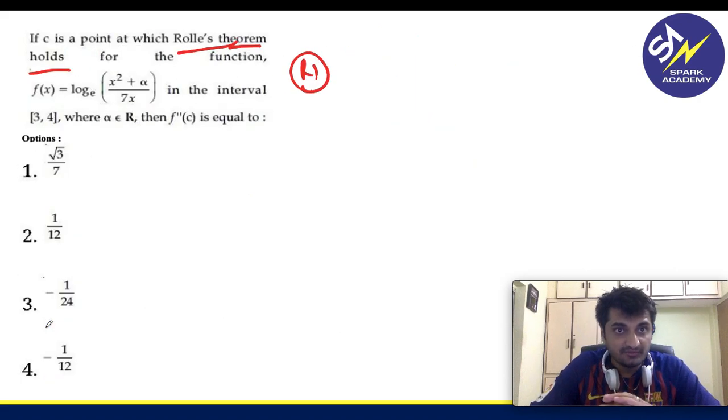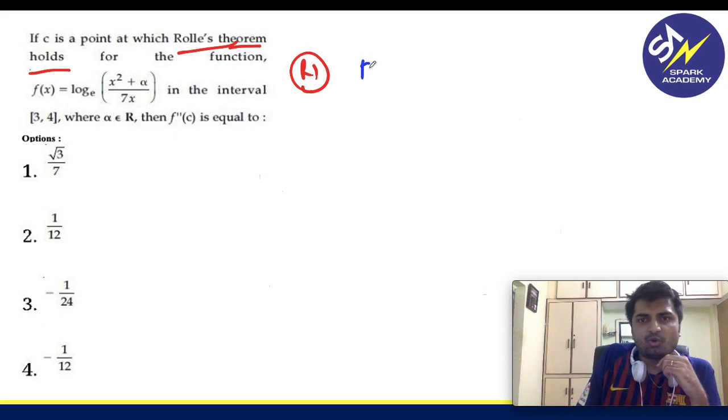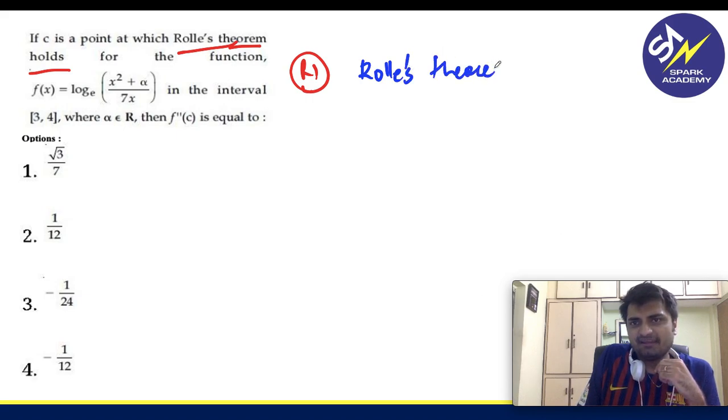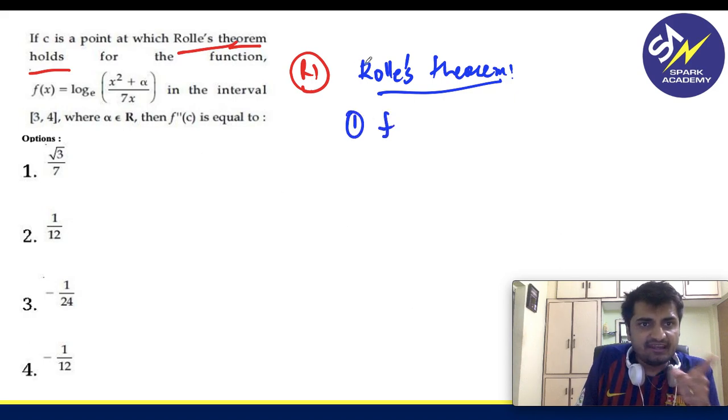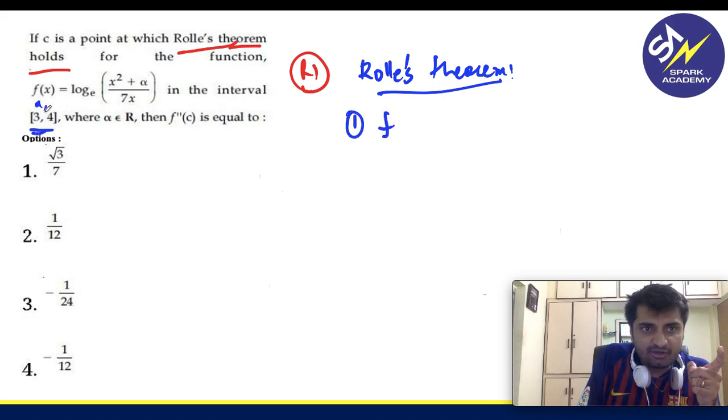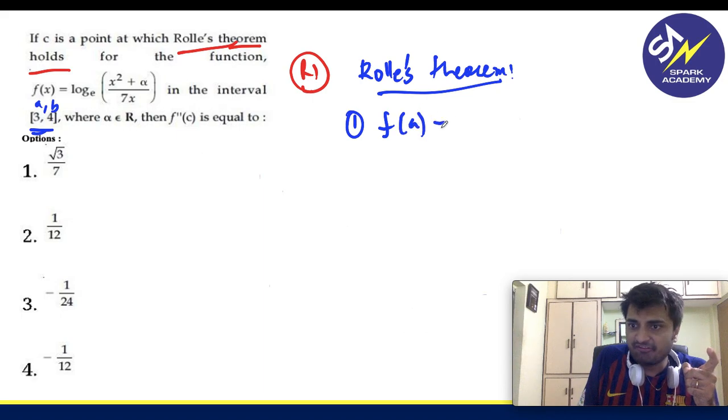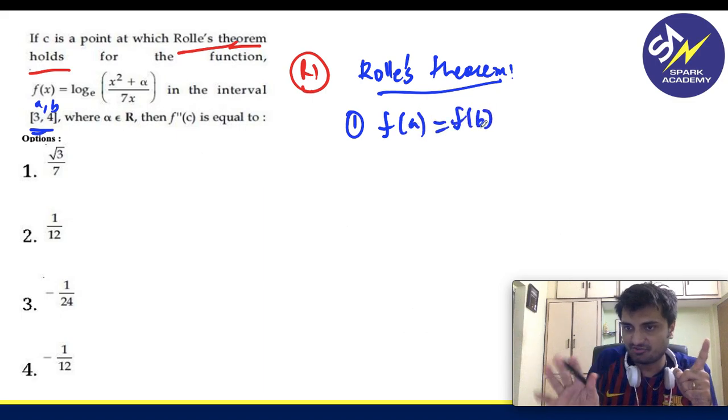Application round 2. Now this is round 1. Let me give you a brief about Rolle's theorem. Rolle's theorem, very simple, guys. First thing, if an interval is given like this, called a comma b, basically f of a should be equal to f of b. All right, this is one condition.